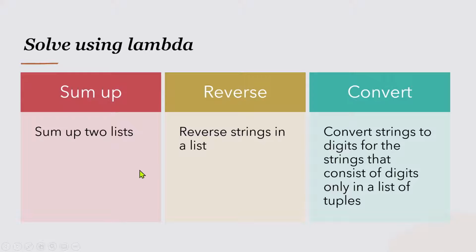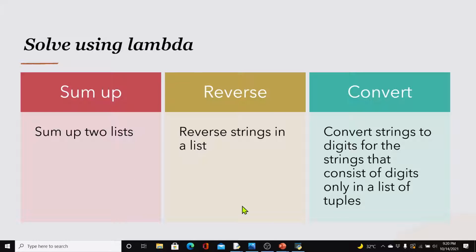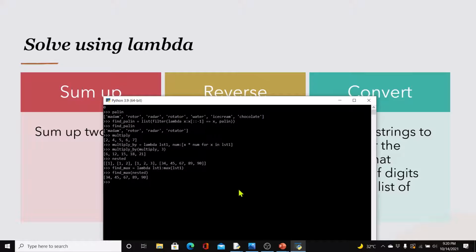Now these, I'm going to leave for you to do: the reverse and the convert strings to digits. Okay, so now sum up two lists. For this one, we have list 1 equal to 1, 2, 3, and then we have list 2 equal to, let's say, 6, 7, 8. And now the result should be 1 plus 6, 2 plus 7, 3 plus 8. How do we do that?